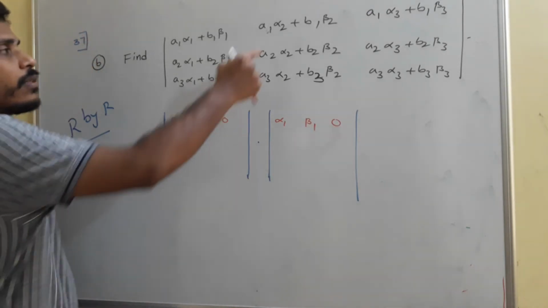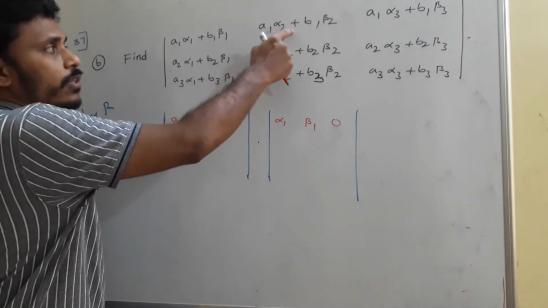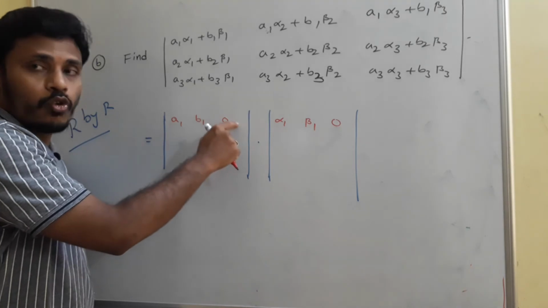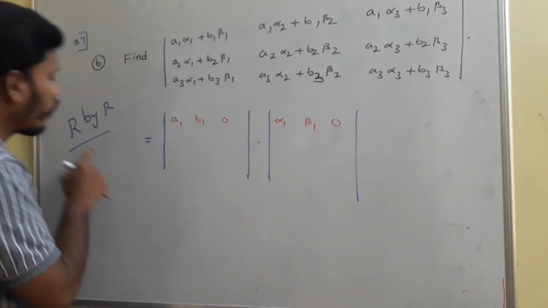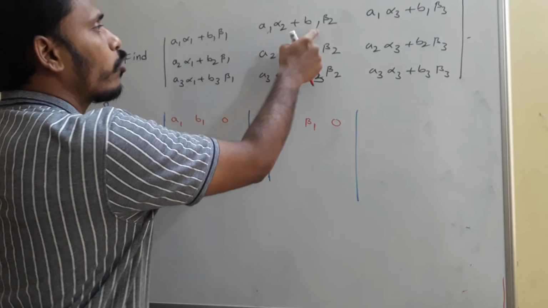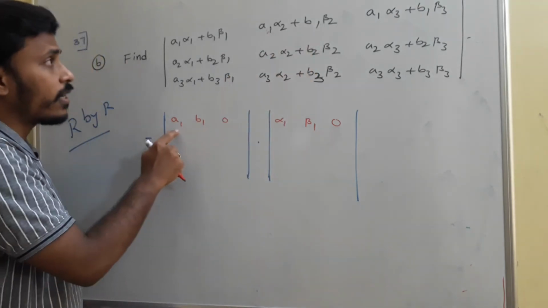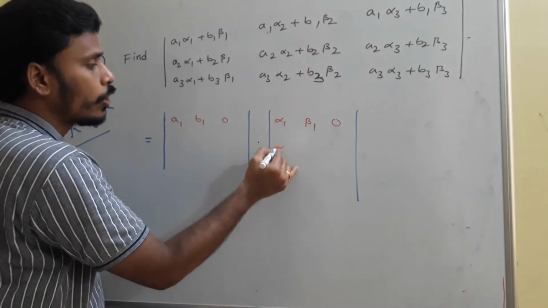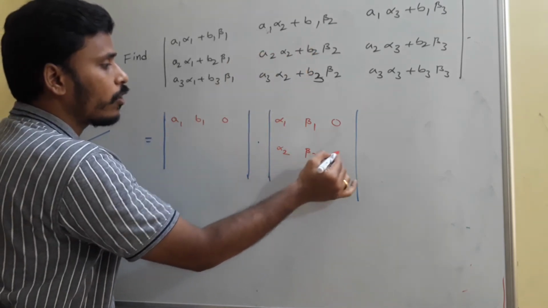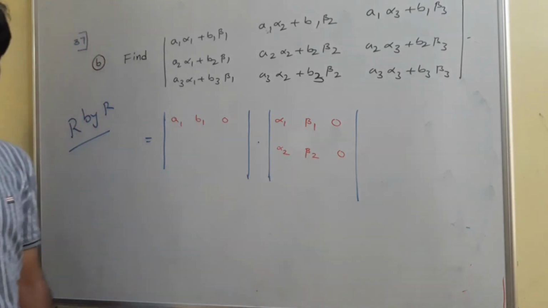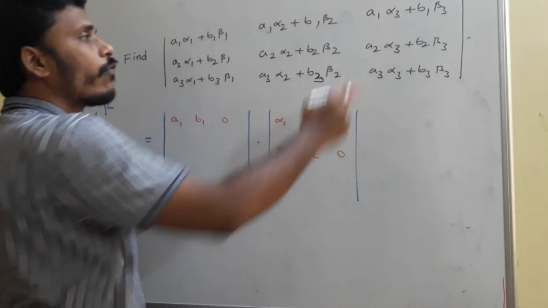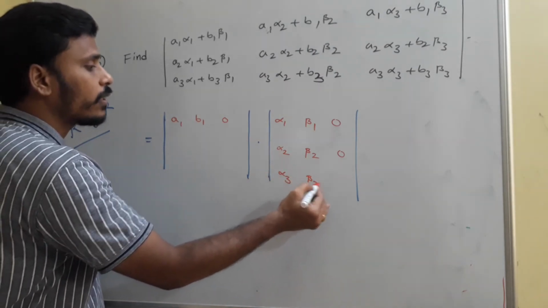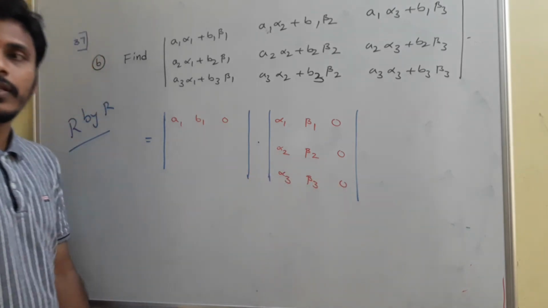Okay, and then what is this element? Just look, this is first row, second column. In the sense, if you multiply the first row of the first matrix and the second row of the second matrix, it is a1 alpha 2 plus b1 beta 2. Since here it is a1 b1, and I need a1 alpha 2 plus b1 beta 2, you just make alpha 2 beta 2 0 at the second row of the second matrix. Similarly, to get a1 alpha 3 plus b1 beta 3, you need to prepare alpha 3 beta 3 and 0 in the third row of the second matrix.